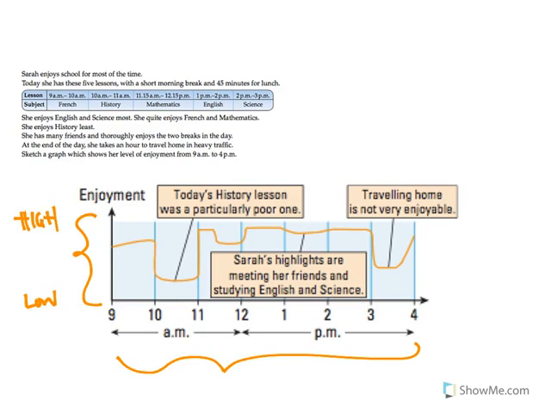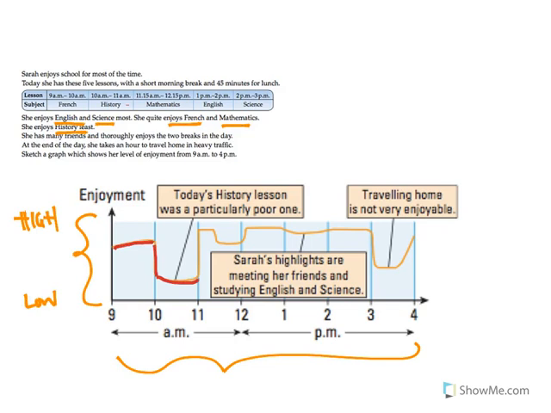Now, from 9 to 10, we know these details. She enjoys English and science the most, she enjoys French and maths, and she enjoys history the least. So from 9 to 10, she has French, and she quite enjoys it, but it's not like she really enjoys it. That's why it's here at a mid-level. Then from 10 to 11, she has history and she hates it. Therefore, it's low. It has to drop.